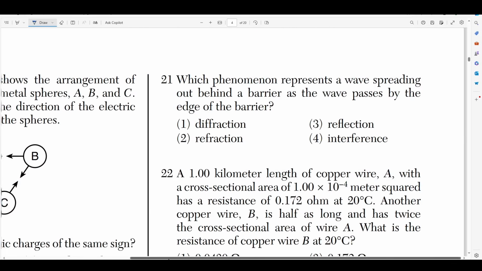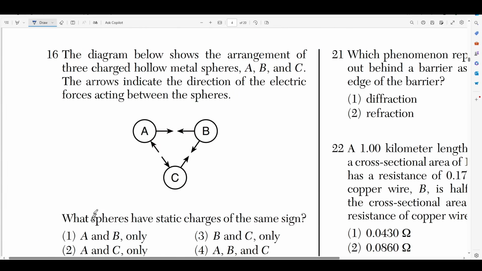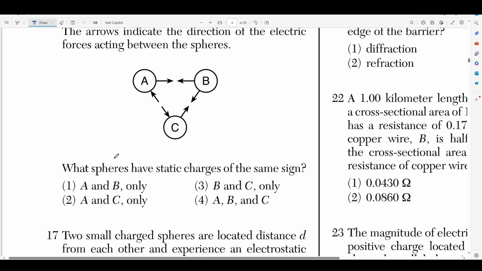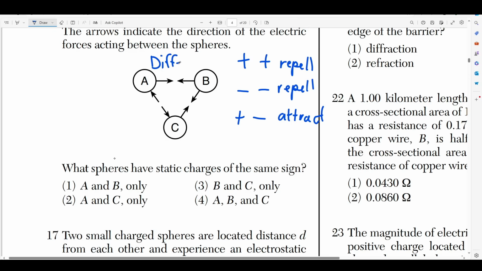Moving on to number 16, it says the diagram below shows the arrangement of three charged hollow metal spheres, A, B, and C. The arrows inside indicate the direction of the electric forces acting between the spheres. Okay, so what you need to know here is that positive and positive repel, negative and negative repel, and positive and negative attract. Right? So likes repel, opposites attract. So here, we know that A and B are being attracted to one another. So we know that A and B need to have different charges, right? So there's a difference here.